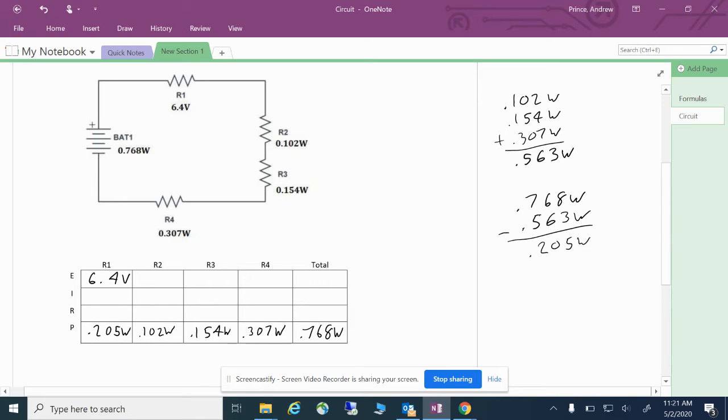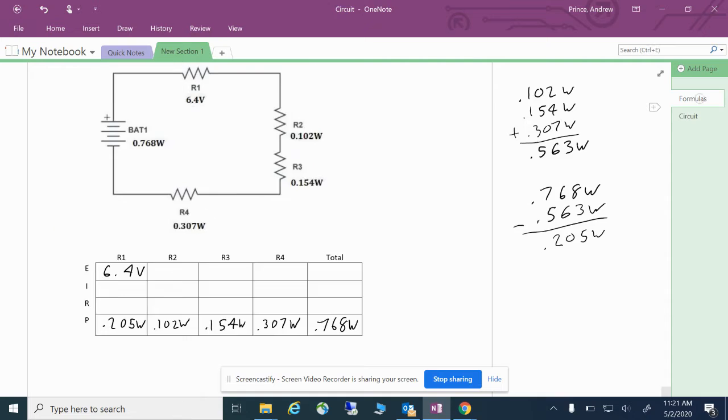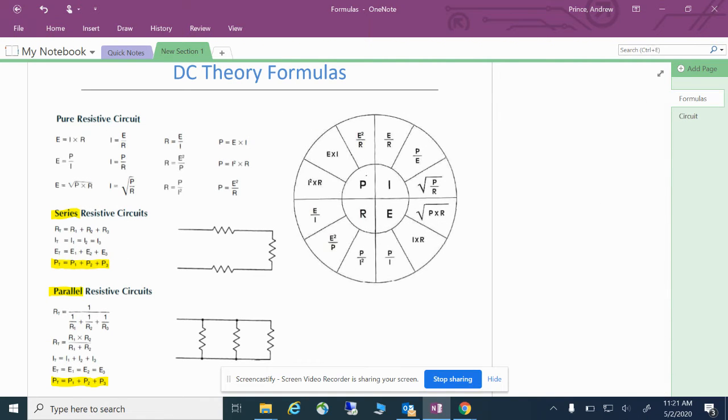So this is a little bit different than the regular Ohm's law because we have a power value here. So we're going to go back and look at our formula sheet real quick and see that if we have power and we have the voltage, we can solve for either the resistance or the current.